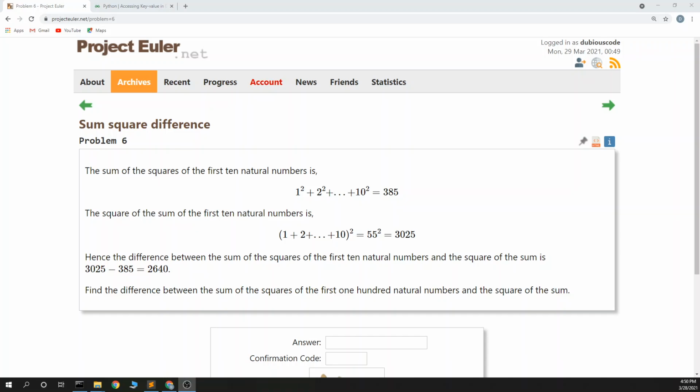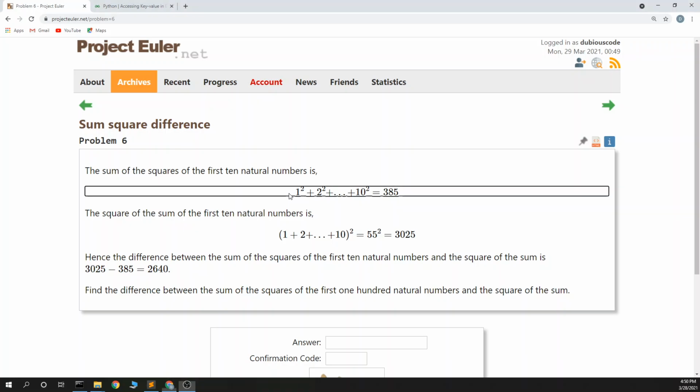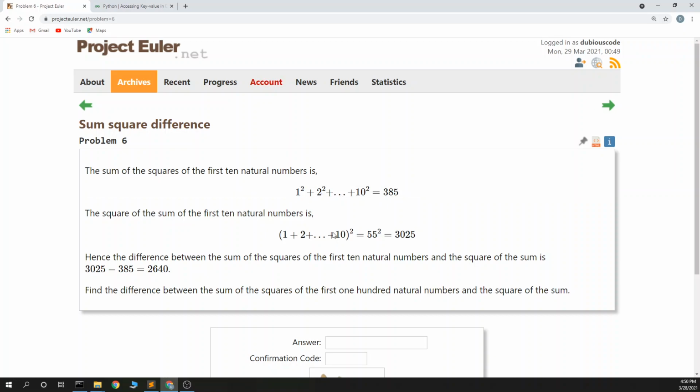This is dubious code, looking at problem number 6 in Python for Project Euler. In this one, we sum the squares. If we sum the squares between 1 and 10, we get 385, so it's 1 squared plus 2 squared plus up to 10 squared. Whereas if we square the sum, we get 3025, and we take the difference, which is this.